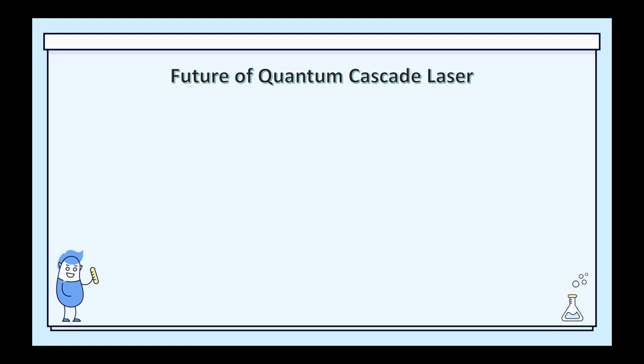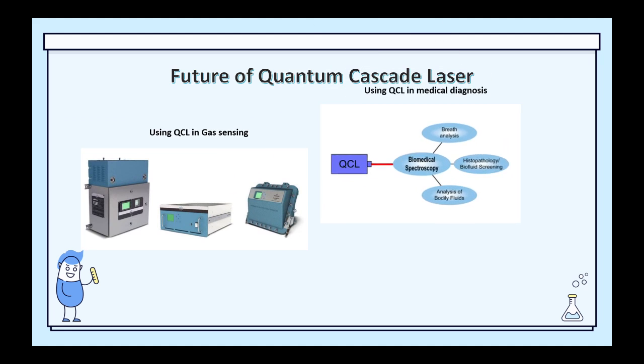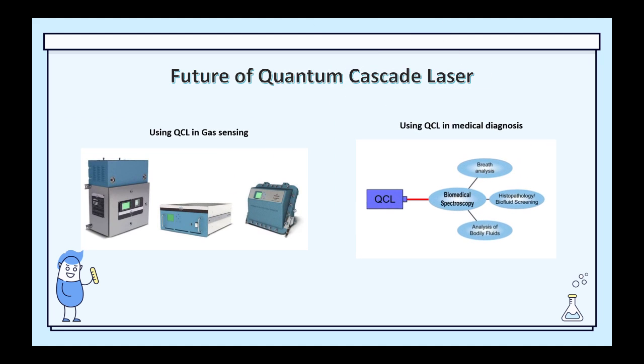So far, we have been able to learn the principles of quantum cascade laser. Then, let's check what future the quantum cascade laser has. Quantum cascade laser can be used in various fields, among which many studies are being conducted as it is used in gas sensing. It is also used in the field of medical diagnosis and is being studied to play many roles such as breath analysis, biofluid screening, and analysis of body fluids.